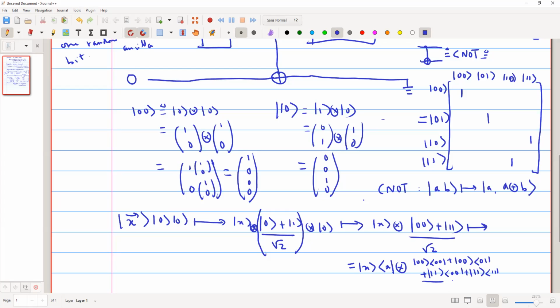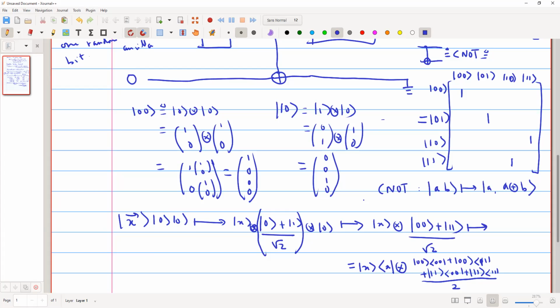Pranab, the second term is ket 00 bra 11, not 01. Correct. This one. So this is what I come down to.